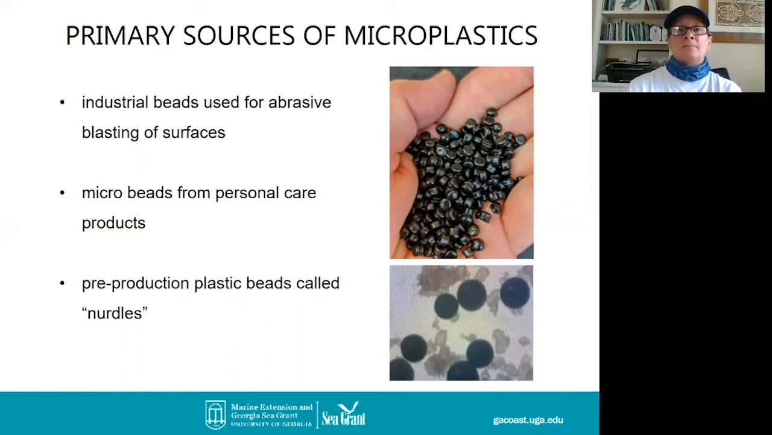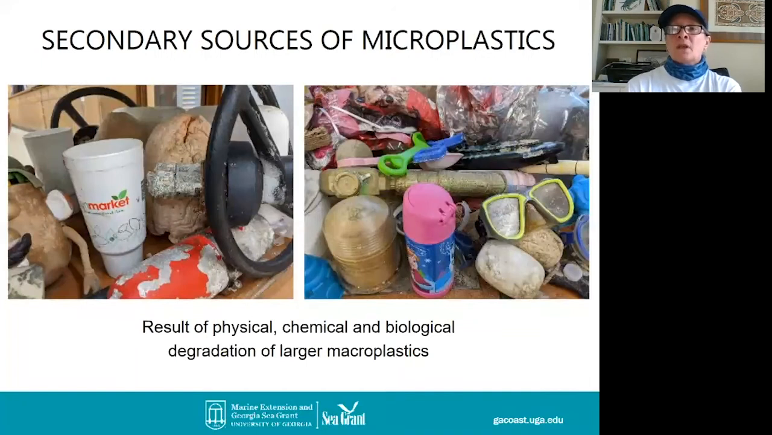When we think about secondary sources of microplastics, these are the result of physical, chemical, and biological degradation of larger macroplastics in the environment, discussed earlier. These larger macroplastics are broken down over time into smaller and smaller pieces.